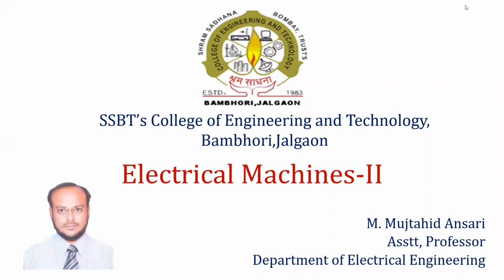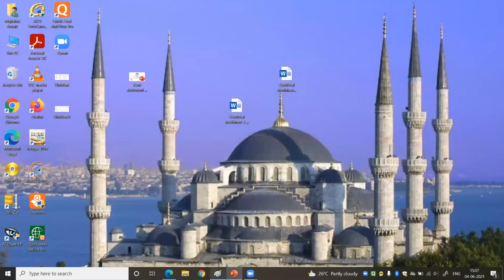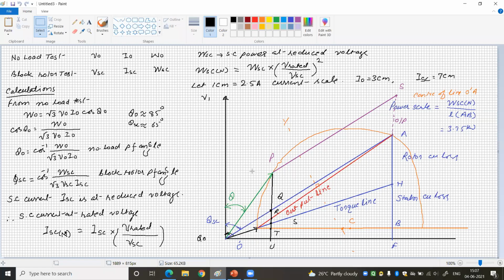In the previous lecture, we discussed some part of the construction of the circle diagram. So now we'll continue to the construction of the circle diagram and its calculation. In the last lecture, we discussed that there are three data available from the no load test. V0 is the rated voltage, I0 is the no load current, and W0 is the power consumed by the motor to overcome the windage and frictional losses and iron losses at no load condition.